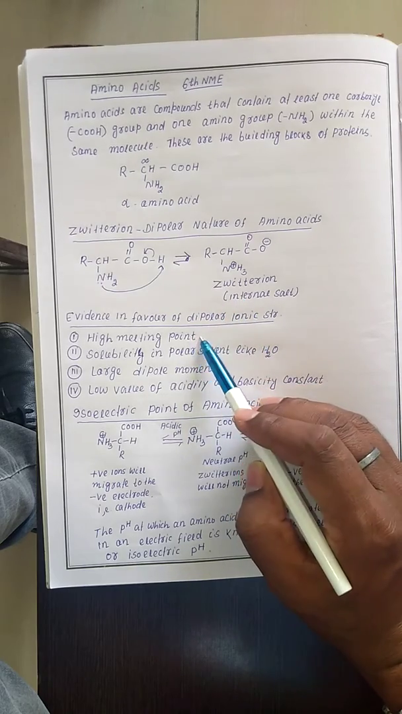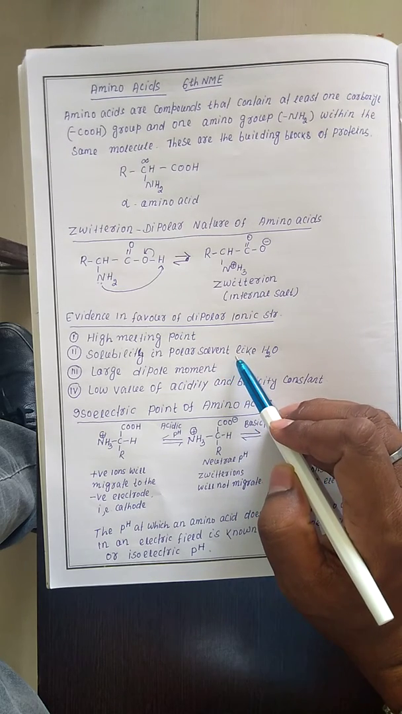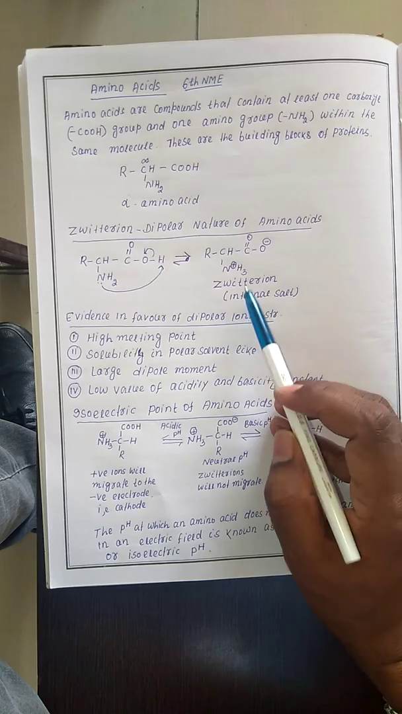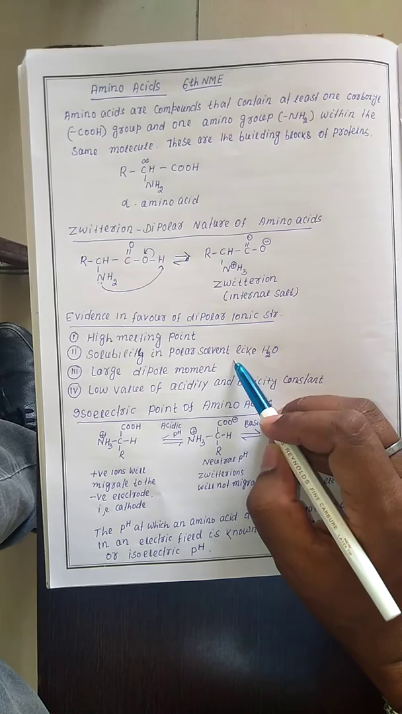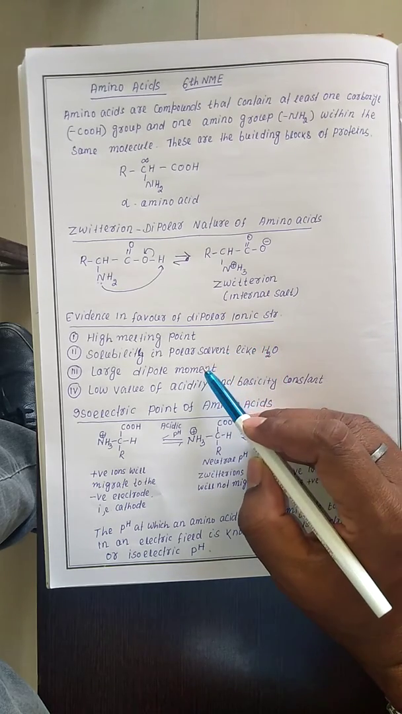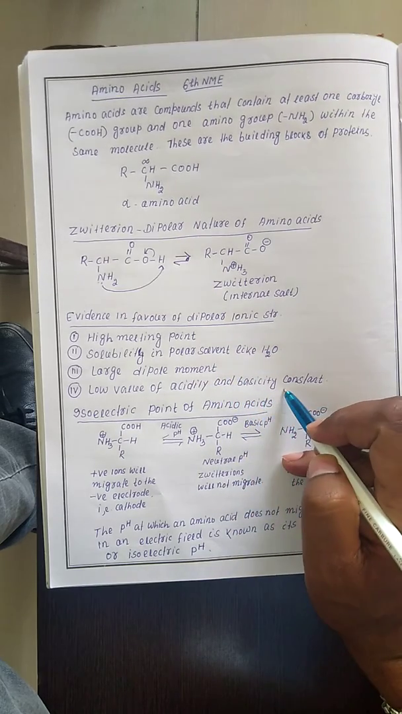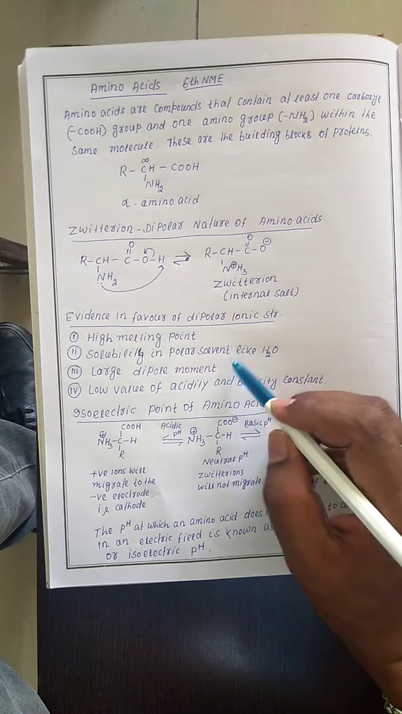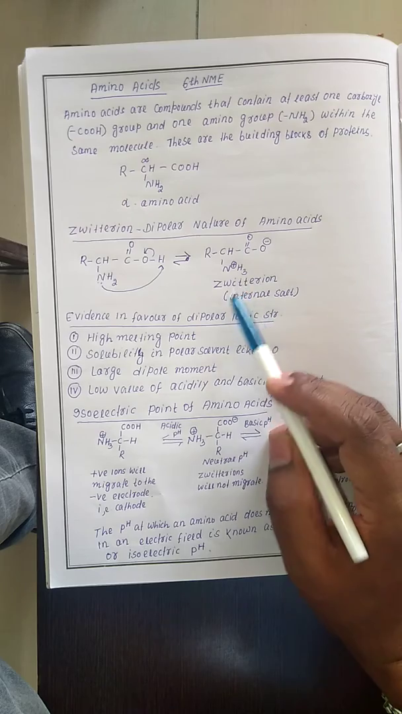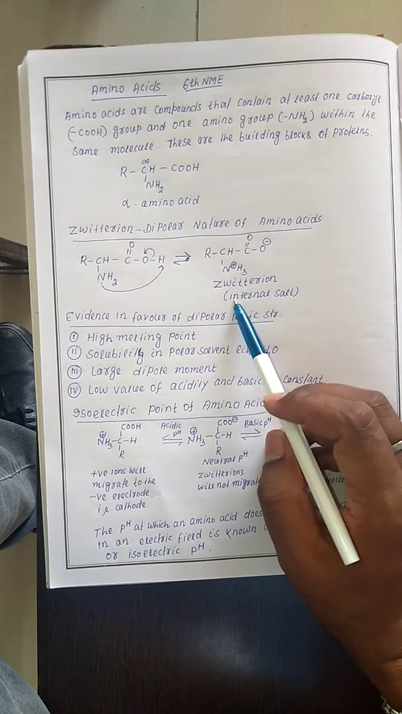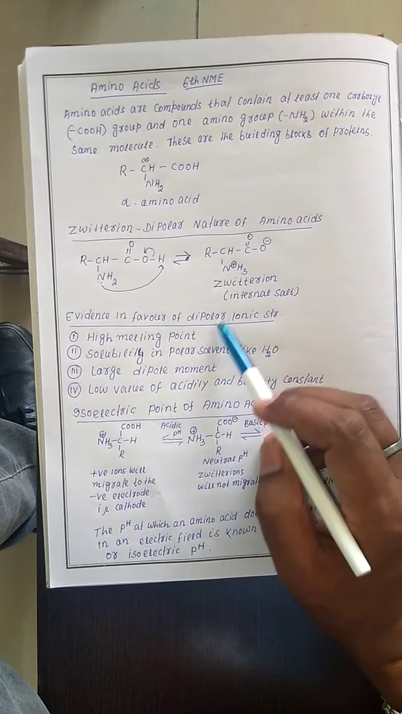amino acids have a high melting point. They are highly soluble in polar solvents. Amino acids are basically insoluble in non-polar solvents because they have a salt-like structure. That's why they are soluble in polar solvents like water. They also have a large dipole moment and low values of acidity and basicity constants. So these are the confirmations that our amino acids are zwitterions, meaning they have both positive charge and negative charge.